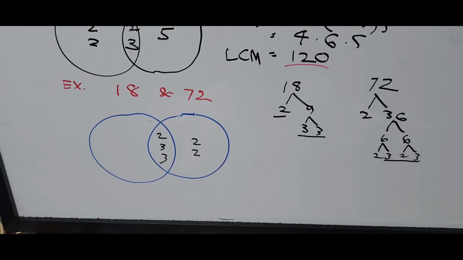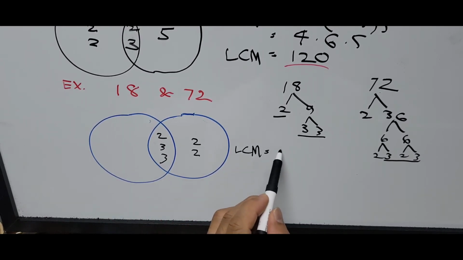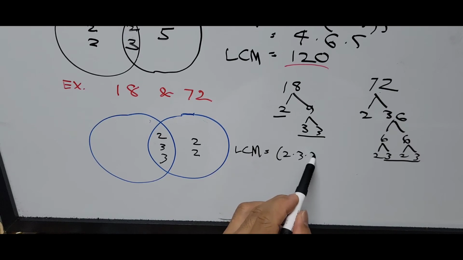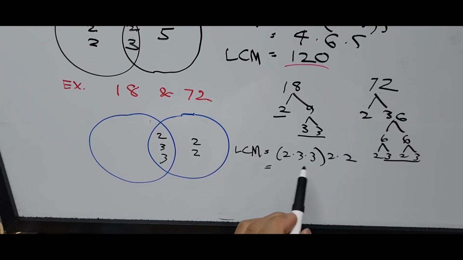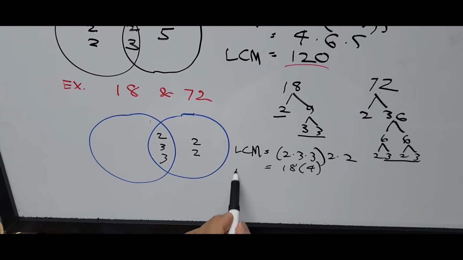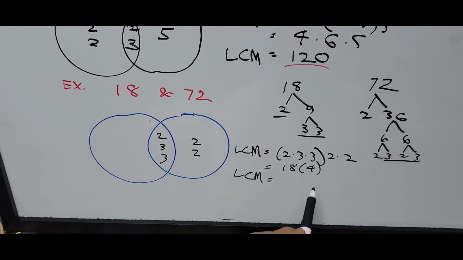To find the LCM, get the numbers again: 2 times 3 times 3 times those two outside 2s right there. So 3 times 3 is 9, times 2 is 18, times 2 times 2, which is 4. So the LCM is 18 times 4. So 36 times 2 is 72. So that's the answer.